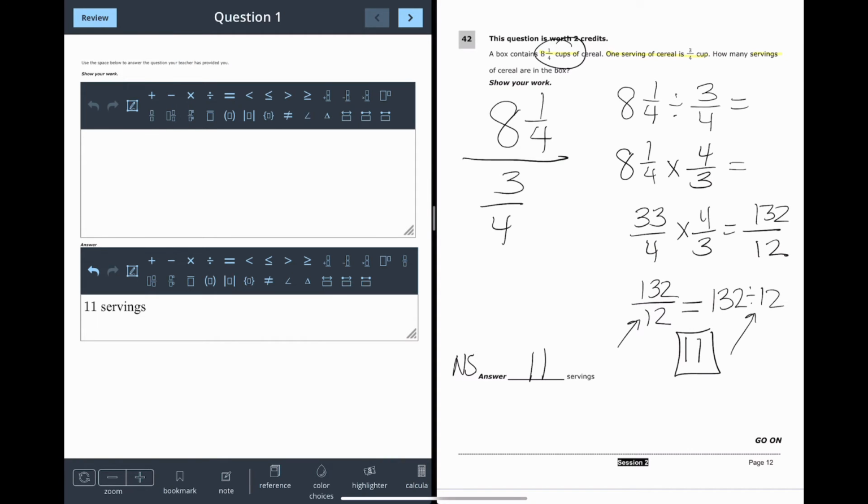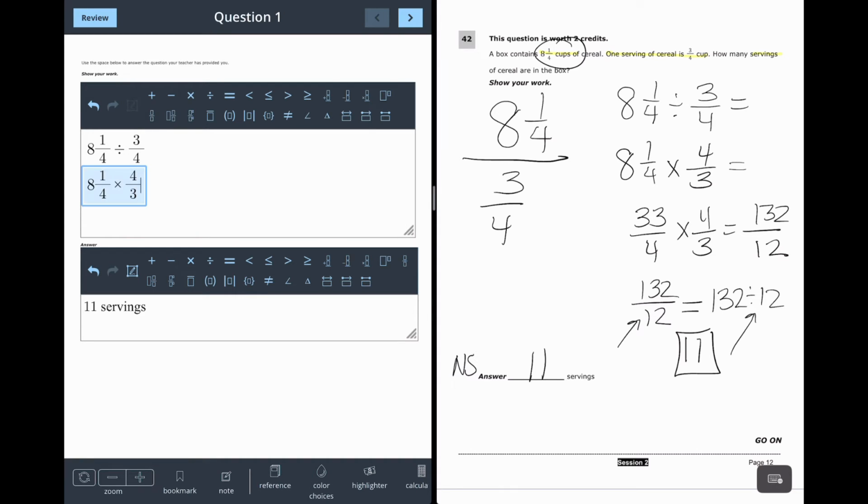Now, how are we going to rewrite that into our work? Again, you can draw it. I want to just practice doing this as a sentence. So I have 8 1/4 divided by, where's my fraction? Here we go, 3/4. So that's my first line. Now I want to turn it into a multiplication problem. So I'm going to do the same thing. 8 1/4 times, and now I'm going to flip it, 4/3.